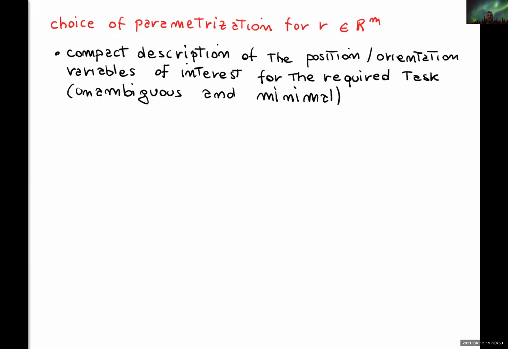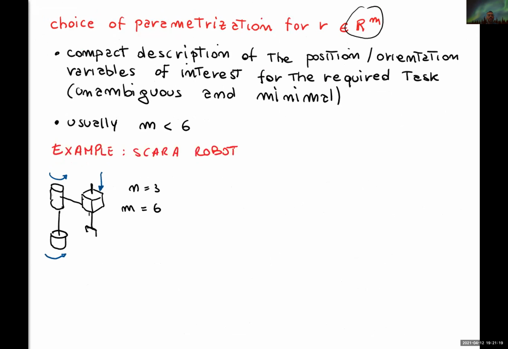So again, also for the Cartesian space, we want to choose a parameterization. This time, the vector of the task variable that we call r lives in an m-dimensional space where m is, as I said, 6-dimensional or 3-dimensional. Again, the description of the task variable should be unambiguous and minimal. And usually we have a task of dimension lower than or equal to 6.